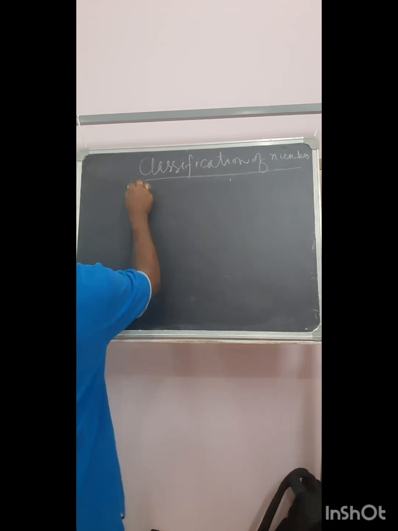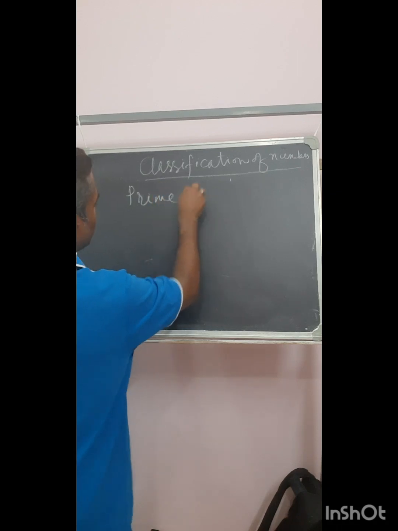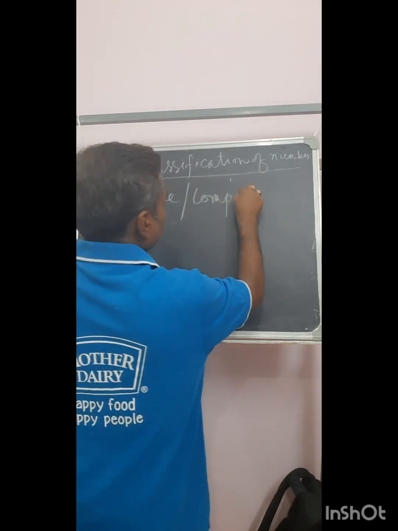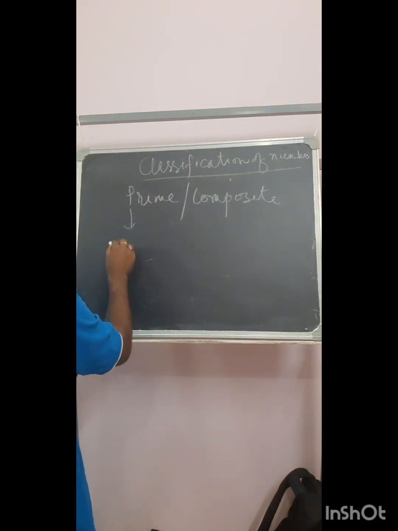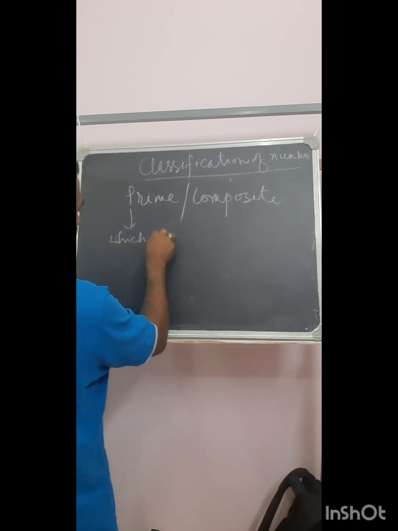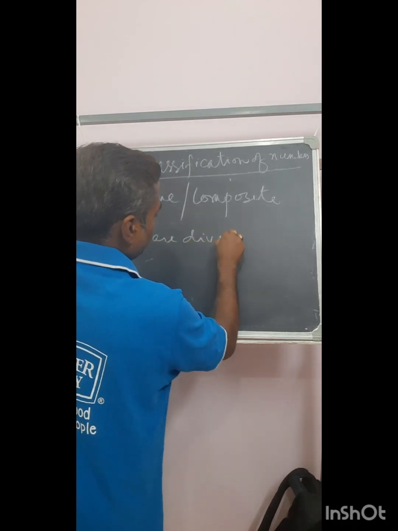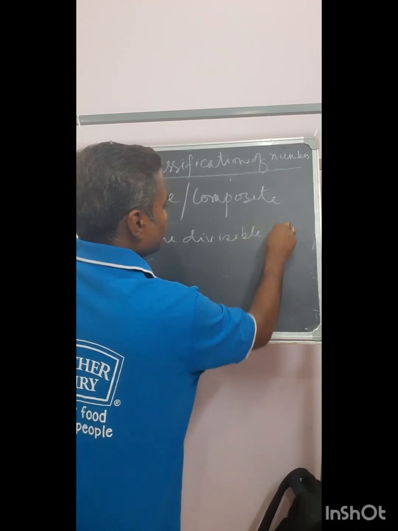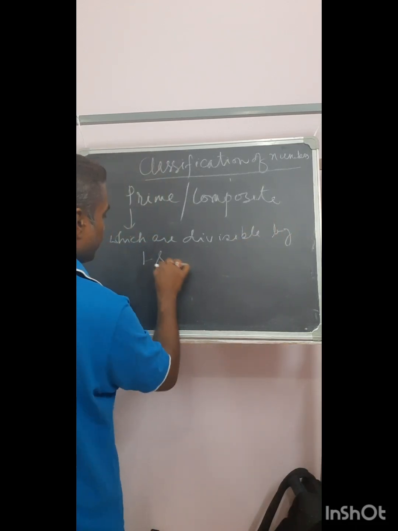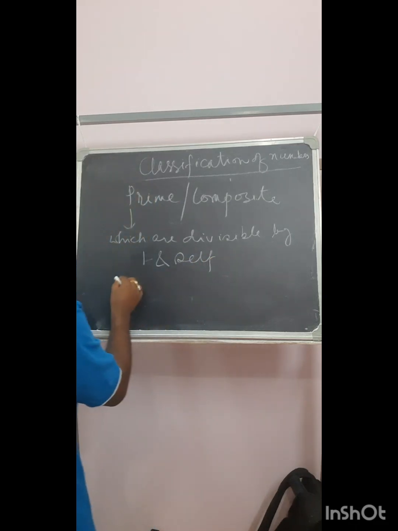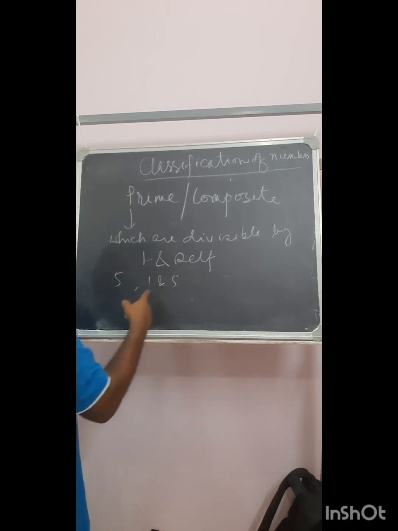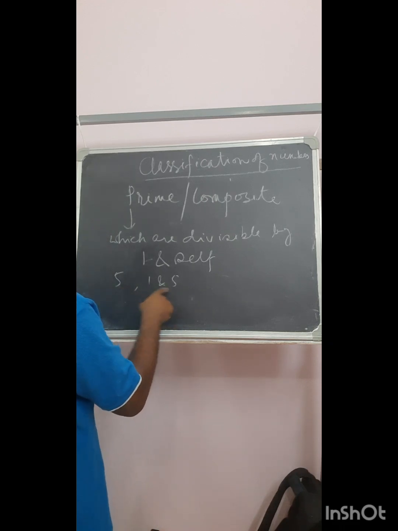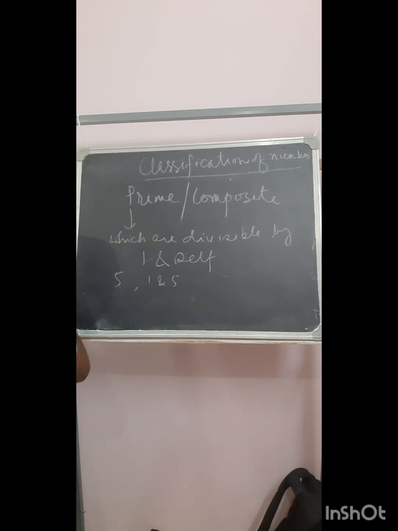Then comes prime and composite numbers. So a prime number, as per definition, you can say is a number which is divisible by 1 and itself. So if I take an example of the number 5, it can only be divisible by 1 and itself. There is no other factor other than these two. So this kind of number is called a prime number.